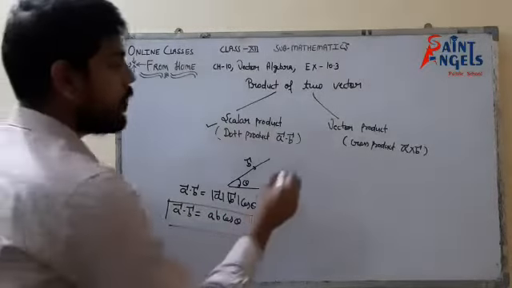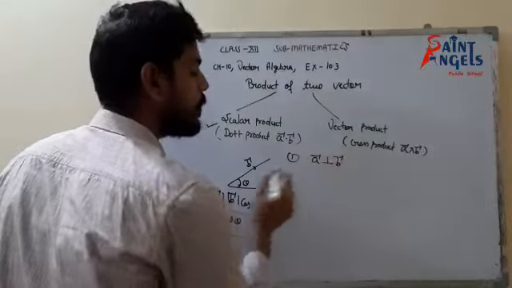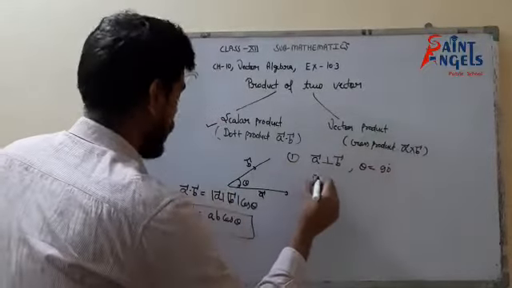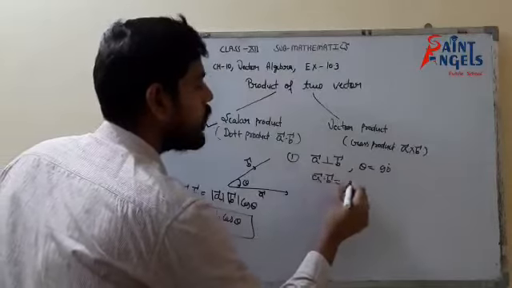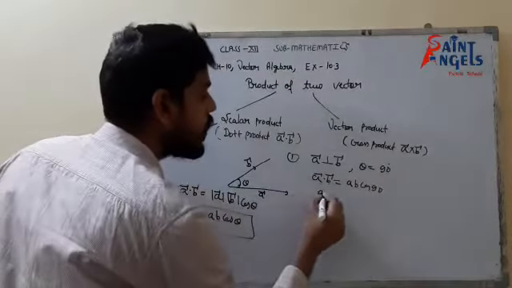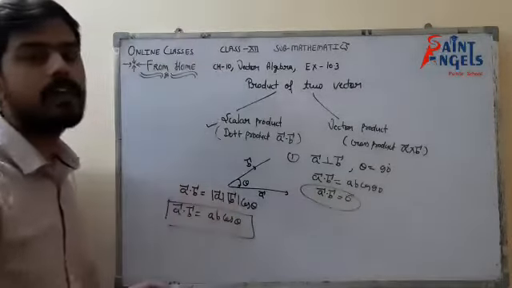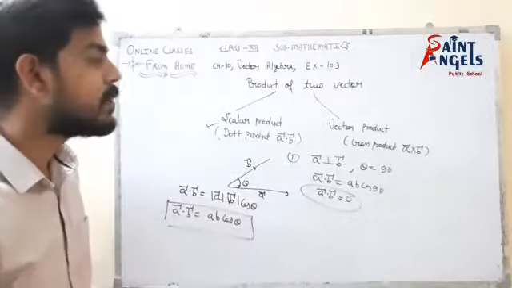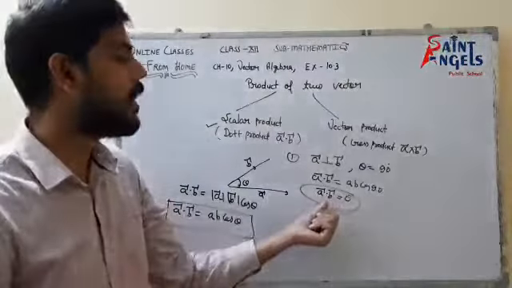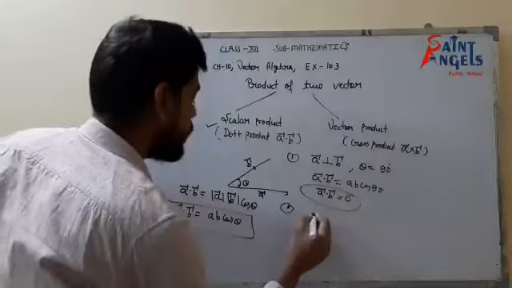Now if vector A is perpendicular to vector B, it means theta between them is 90 degrees. So A dot B would be AB cos 90, and the value of cos 90 is 0. It means A dot B equals 0. So if we have to prove whether two vectors are mutually perpendicular or not, we have to show that their dot product equals 0. It means that they are perpendicular to each other.